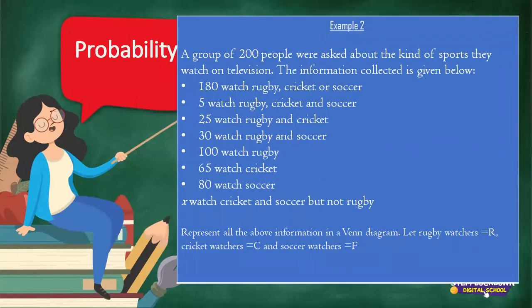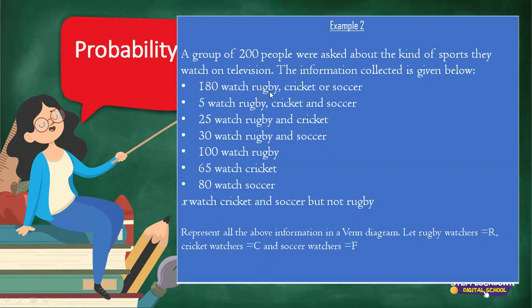Example 2. A group of 200 people were asked about the kind of sports they watch on television. The information collected is given below. So the total sample space is 200.